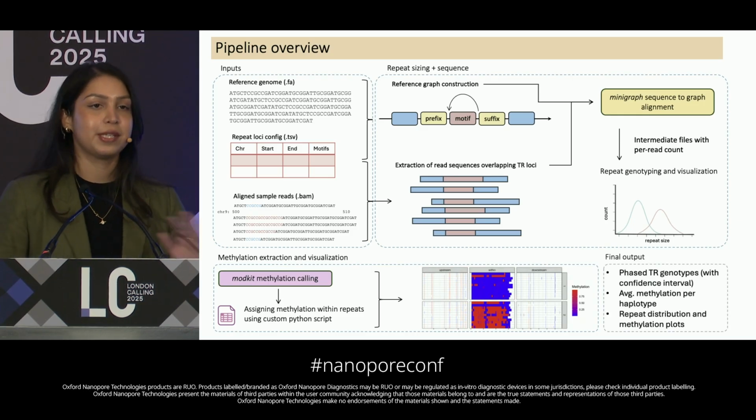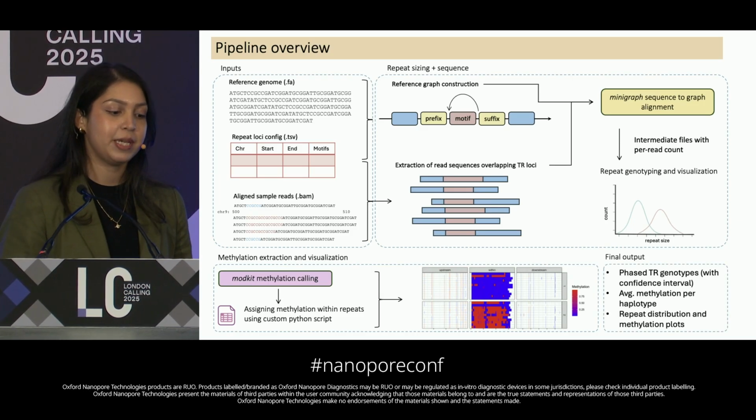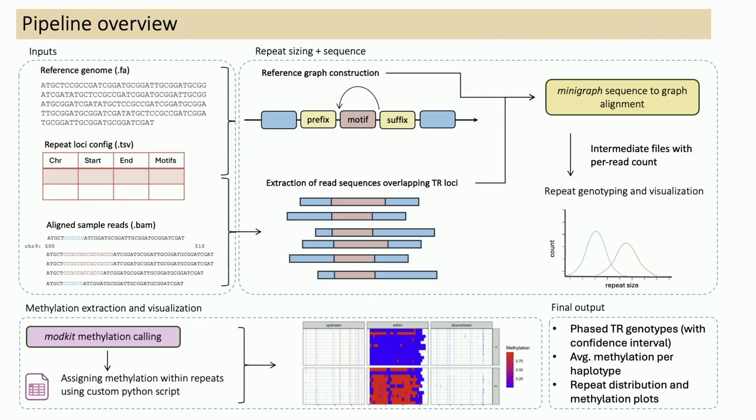The final output of this whole workflow is phased tandem repeat genotypes with confidence intervals, average methylation per allele, and also repeat distributions and methylation plots that integrate all of those things.